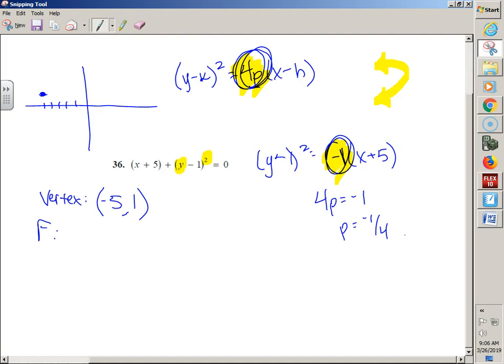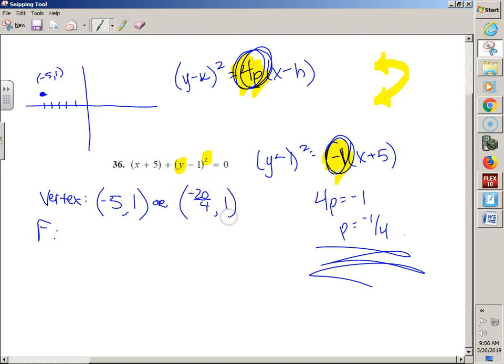How much to the left? 1/4 to the left. So my visual people, if this is negative 5, 1, can't we rewrite this as negative 20/4, 1? Why am I saying that? Because you're at negative 20/4, so you need to go 1 more, which would be negative 21/4. That's where the focus is.